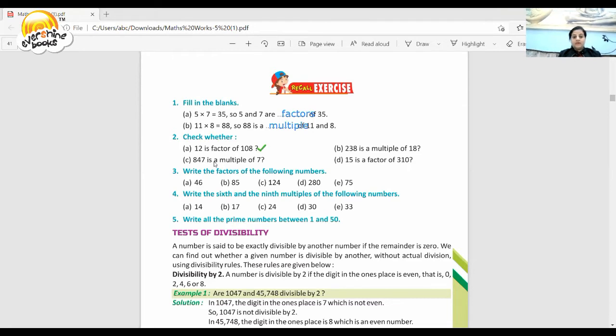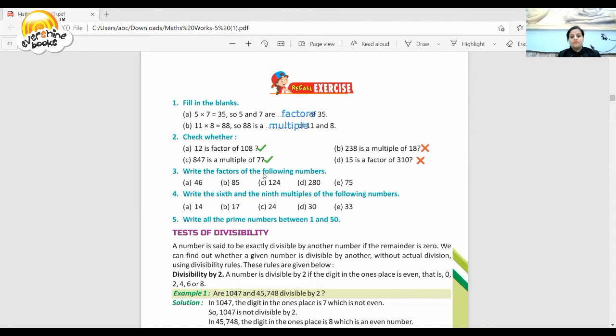Now, 847 is a multiple of 7. Yes, it is a multiple of 7 because it can be divided with the table of 7. Now 238 and 15: this is not a factor. We are going to cross it, this cross sign here and this cross sign here. Why? Because it doesn't come in the table of 15. It doesn't come in the table of 18.